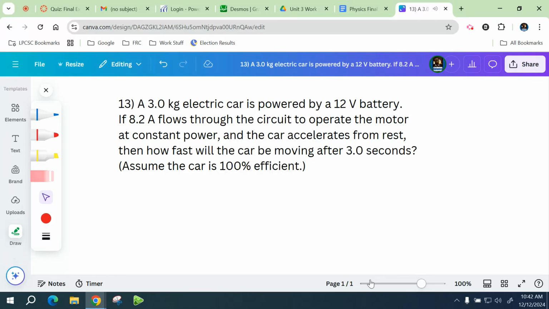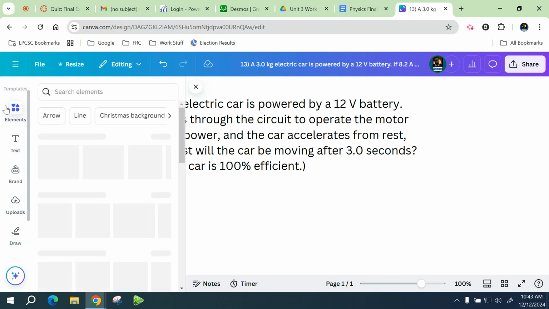So a 3 kilogram electric car is powered by a 12-volt battery. If 8.2 amps flows through the circuit to operate the motor at constant power, and the car accelerates from rest, then how fast will the car be moving after 3 seconds? So this is like a Tesla, right?